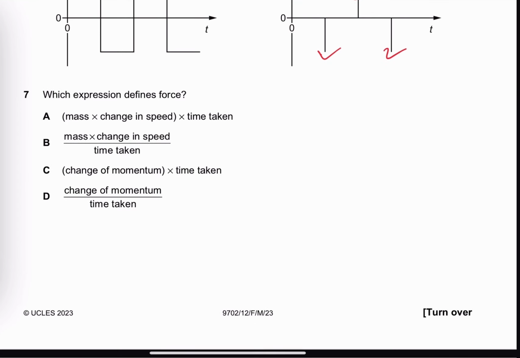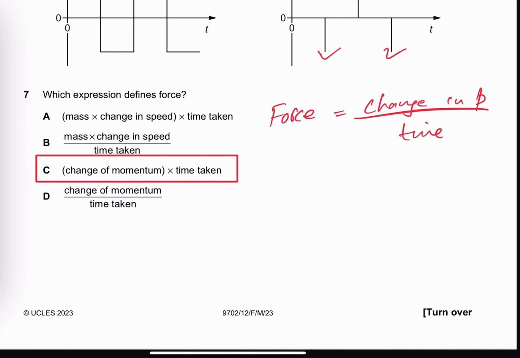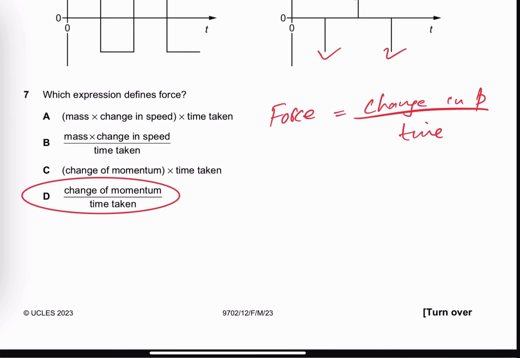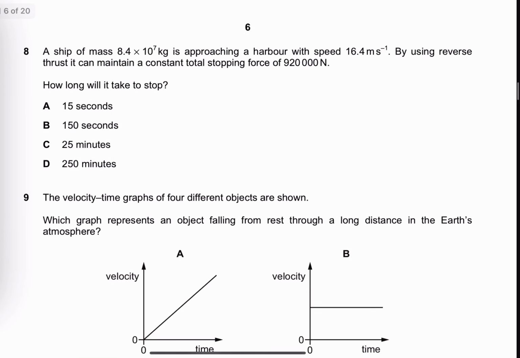Okay, question 7, which expression defines force? So force can be defined as change in momentum divided by time. It's called rate of change of momentum, so it's option C simply. Sorry, rate of change of momentum is option D. Basically it's not multiplied, it's divided. Okay, it's option D. Question 8, a ship of mass is approaching a harbor with speed of 16.4 by using reverse thrust. It can maintain a constant total stopping force of this.